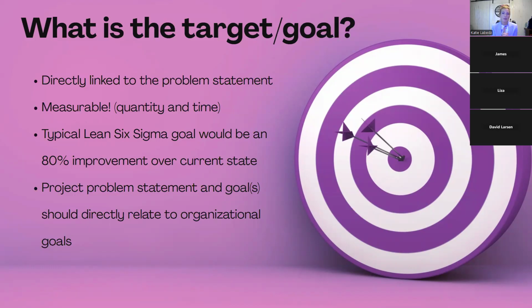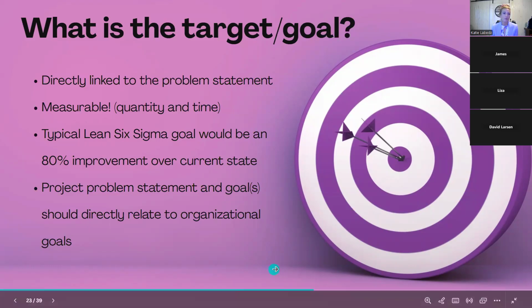The project problem statement and goals should directly relate to your organizational goals. So ultimately, that is something that you need to discuss as an organization. Are the problems that you're trying to solve and the projects you're working on, do they directly relate to your organizational goals?